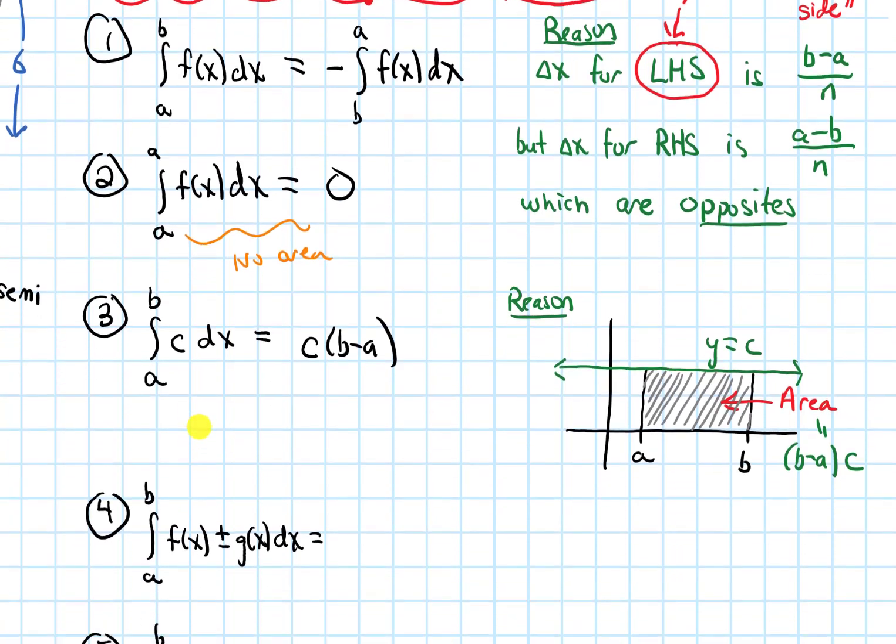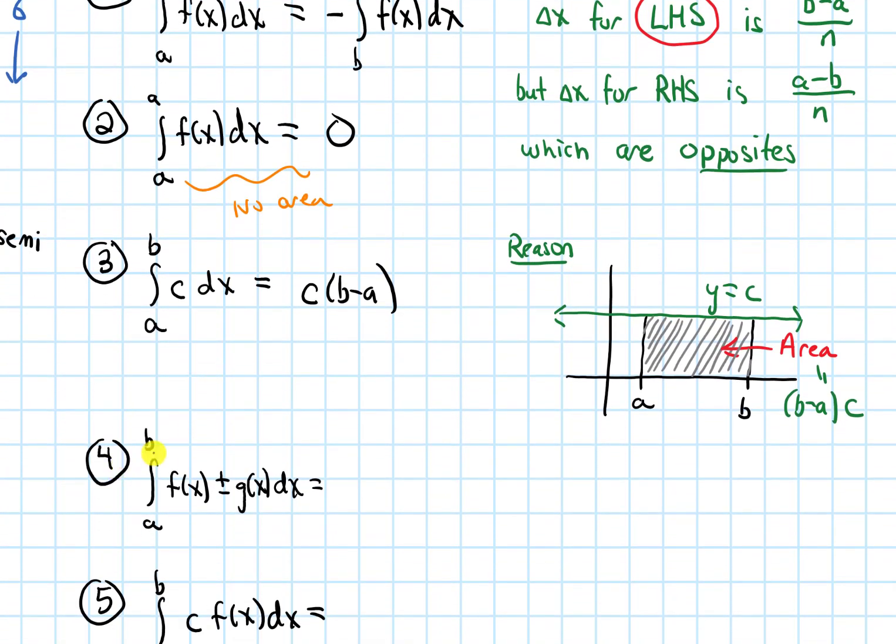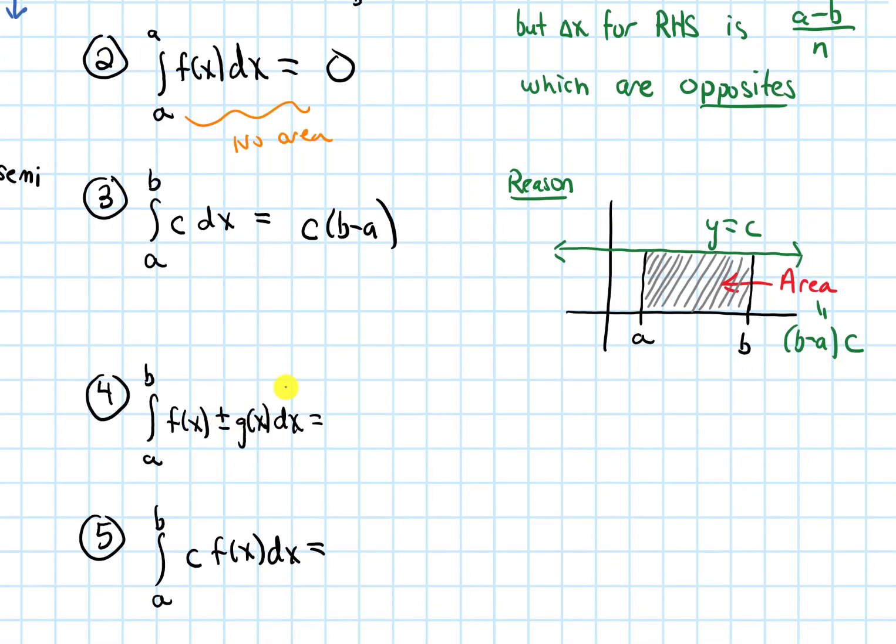Alrighty, we are on to property 4. Property 4 is, what if I have the definite integral from a to b of a function f plus or minus some other function g? Well, this is, I think, what we'd kind of expect to happen. We can split this up into pieces as the integral from a to b of the first function dx, and then either plus or minus, depending on what this sign was, the integral from a to b of g of x dx. Property 5 is really similar.